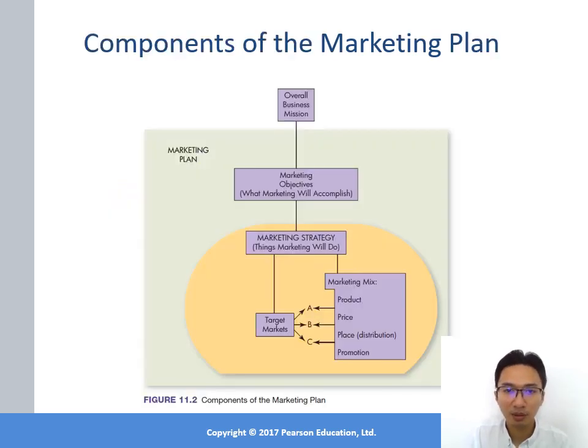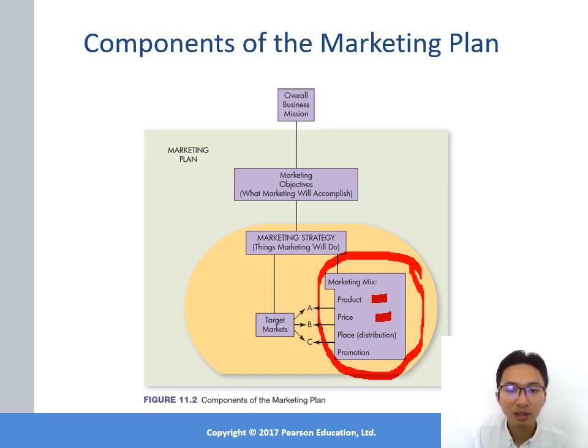Marketing strategists will develop their marketing mix first to cater to different types of target market. The marketing mix consists of 4 P's. The first P is product. The second is price. The third is place, sometimes called distribution. Lastly is promotion. It's important for you to know the 4 P's. Let's take a look at each of the 4 P's in the next slide.